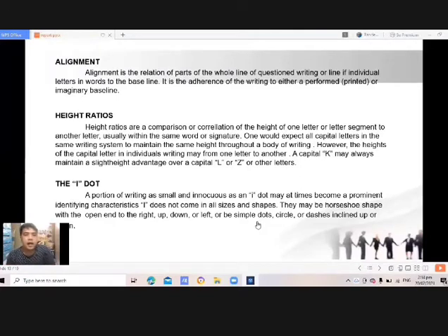Okay. The I-dot. A portion of writing as small and innocuous as an I-dot may at times become a prominent identifying characteristic. I-dots do not come in all sizes and shapes. They may be horseshoe shaped with the open end to the right, up, down or left, or be a simple dot, circle, or dashes inclined up.